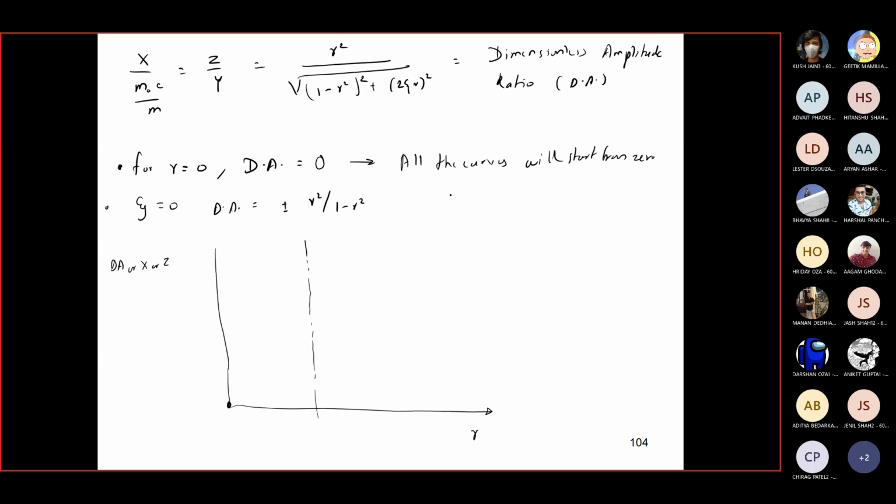At resonance, what is the frequency ratio? It is 1. So what happens to this dimensionless amplitude? It goes to infinity. So for an undamped system, these curves will go to infinity.